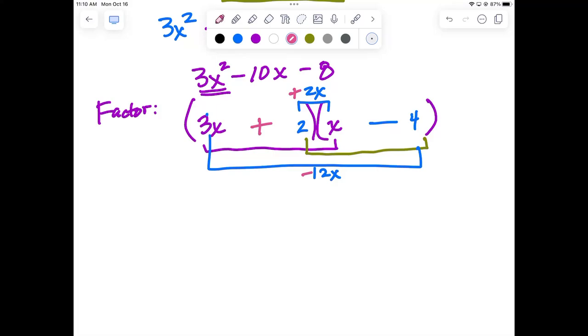You can check your last now. You know what the last is going to be. You know it's going to work. 2 times negative 4 is negative 8. So those inner numbers either subtract or add to give you the number you want. So it's really guess and check.